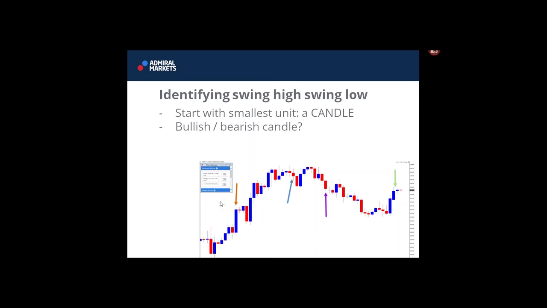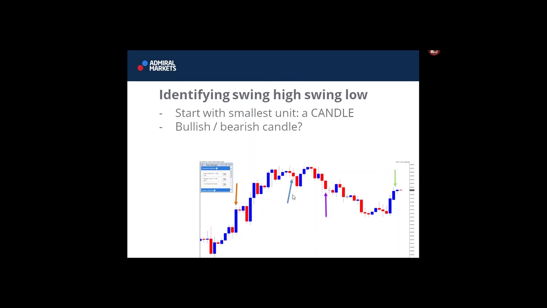For instance, we have the orange arrow. That candle right there is a bullish candle. We had a couple of bullish candles prior to that and just two bearish. So at that moment, we're already looking at a potential bullish swing.